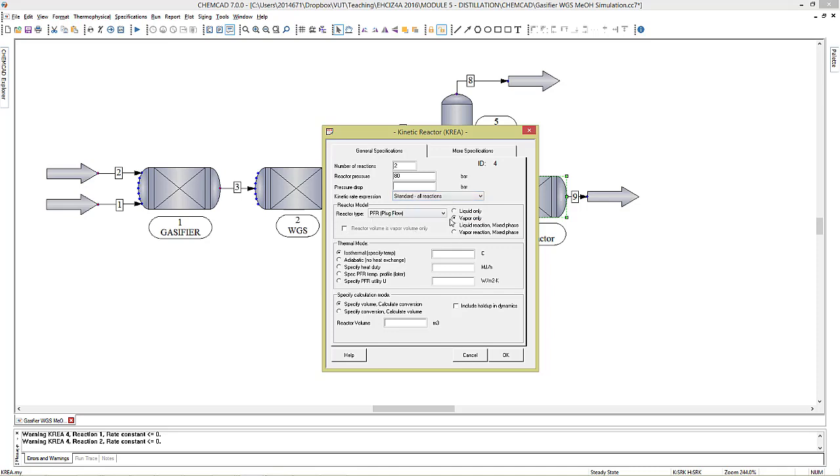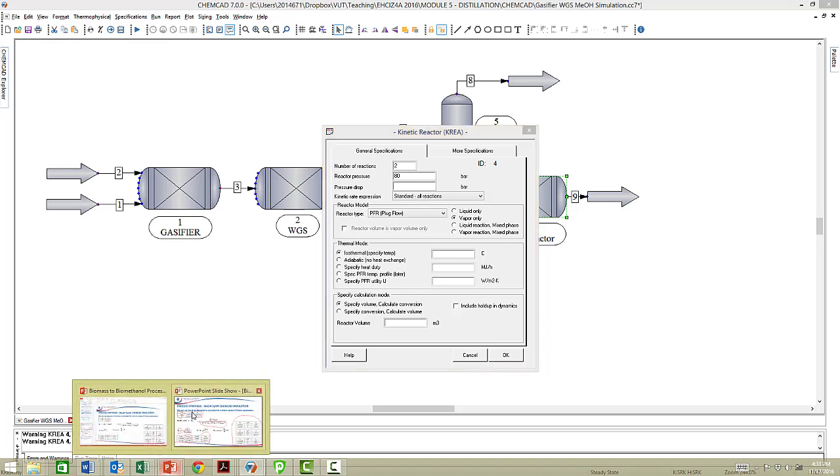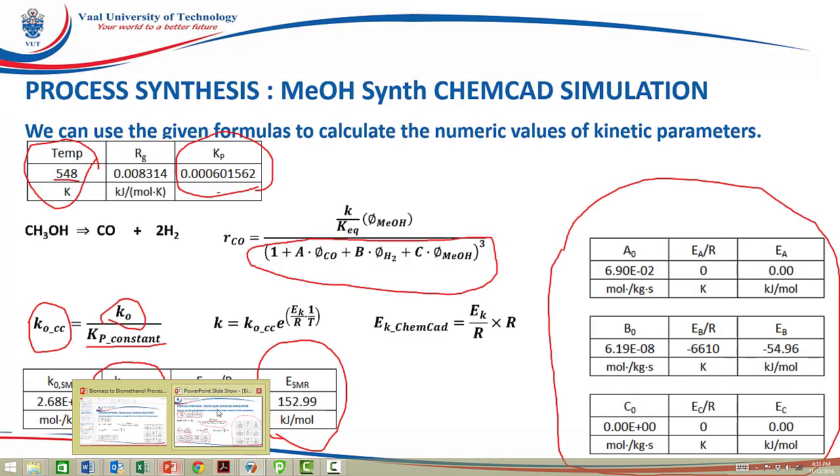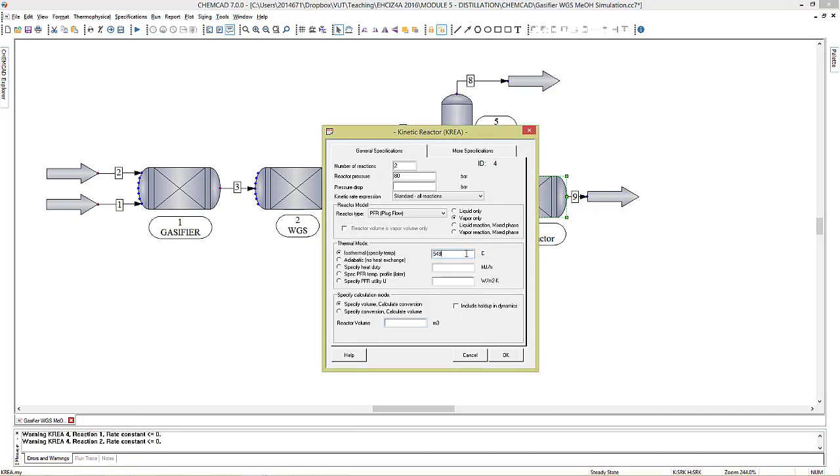The reactor will be plug flow. We are going to have a vapor only reactor, since this reaction occurs in the vapor phase. We are going to be doing the isothermal reactor. We said it will be occurring at, let's just go back and note the temperature again, 548 Kelvin. Yes, our reactor is at 548 Kelvin, so we will put that temperature here. It's isothermal.